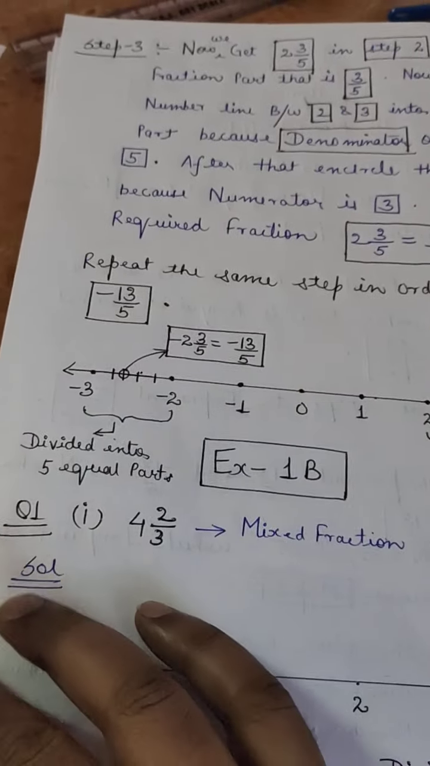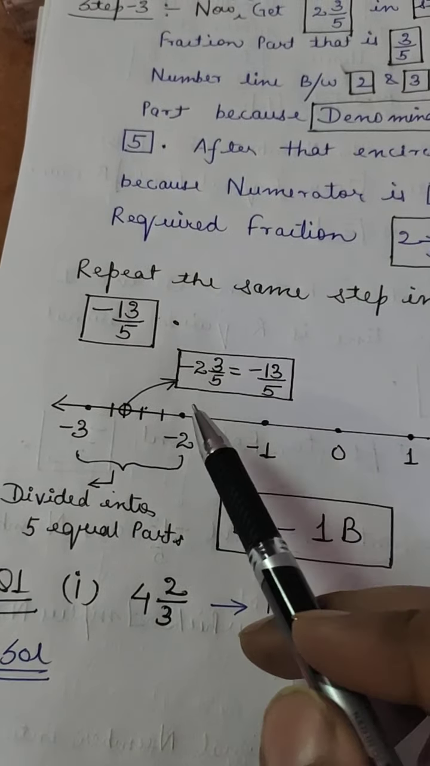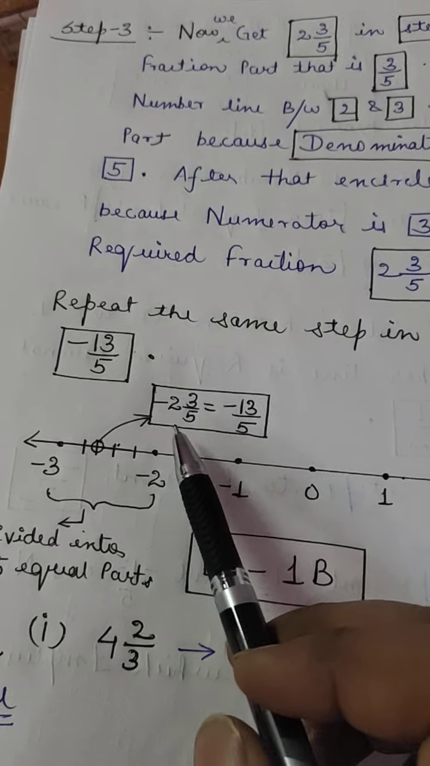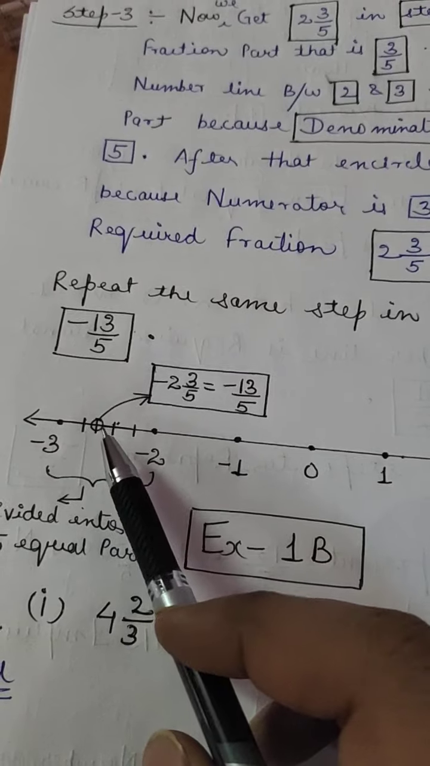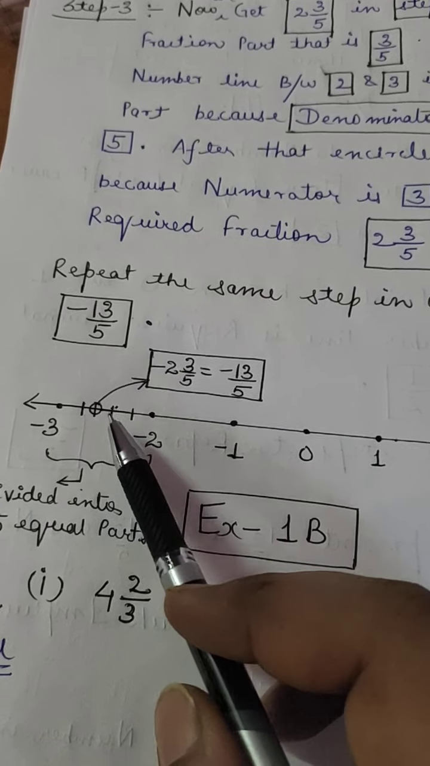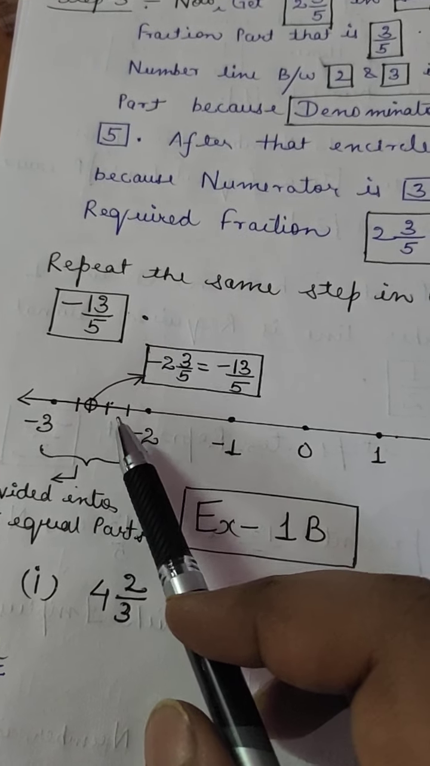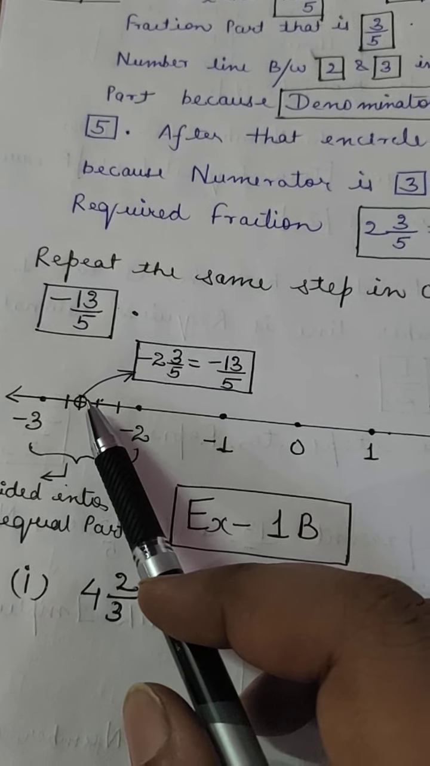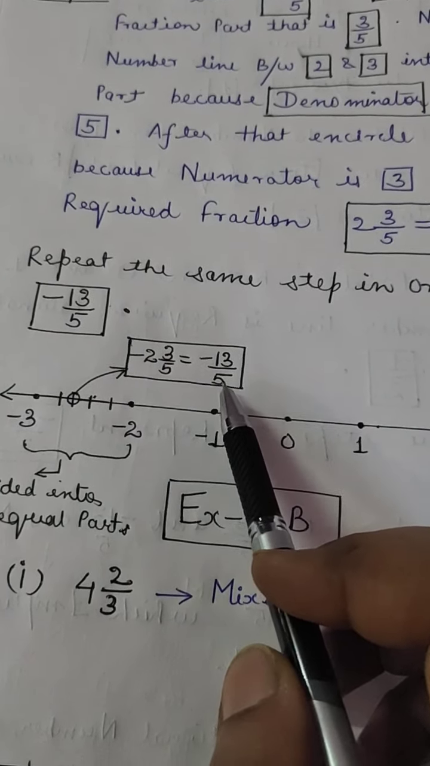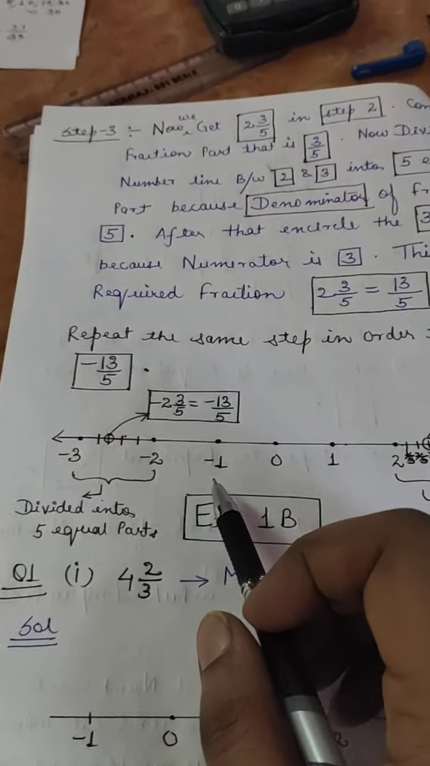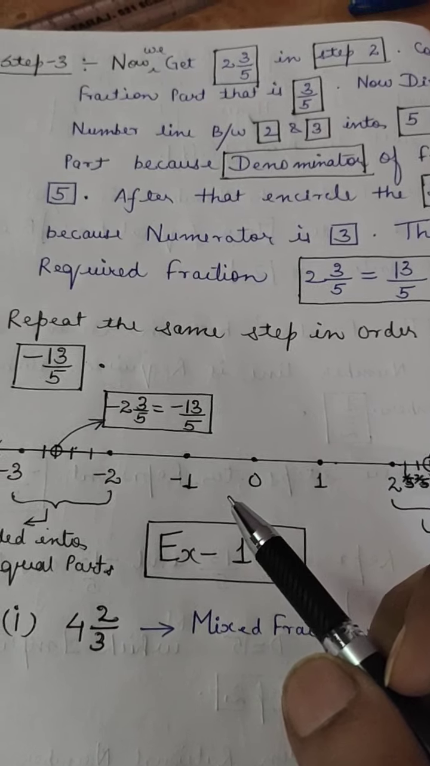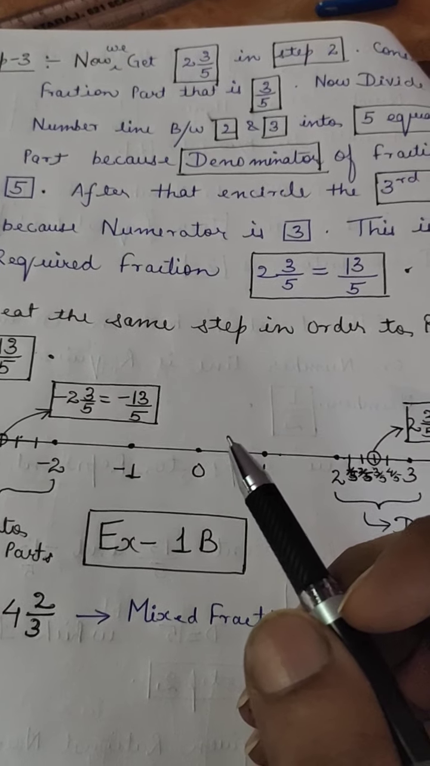और सिमिलरली वी विल रिप्रेजेंट -13 by 5 ऑन द लेफ्ट हैंड साइड. It will also lie between -2 and -3. Then we have to divide it into 5 equal parts and the third part will be encircled, and this third part will give the representation of -13 by 5. Now I think you have clearly understood how to represent the given rational number on the number line.